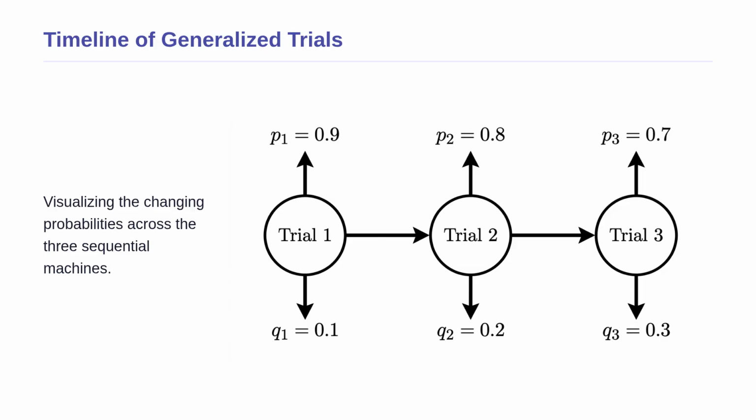At each node, there is an upward arrow representing the probability of success, Pi, and a downward arrow representing the probability of failure, Qi. Notice how the success probabilities decrease from 0.9 to 0.7 as we move right, while the failure probabilities increase from 0.1 to 0.3. This diagram clearly shows how the rules change at every step, yet the trials remain connected in a sequence.